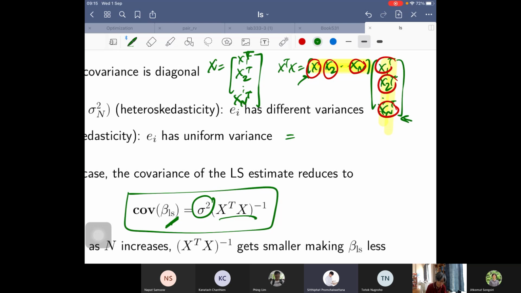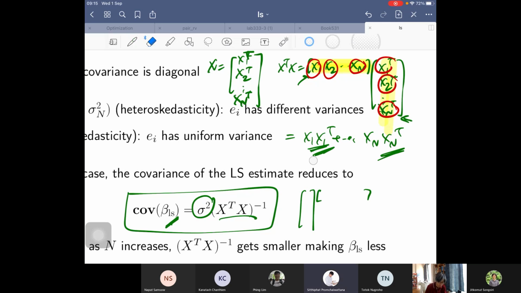It is X1 X1 transpose, plus X2 X2 transpose, and so on until Xn Xn transpose. But X1 X1 transpose is not a scalar, because X1 is a vector, right? X1 X1 transpose is this. So this is the sum of outer products. It's a matrix. Okay. All right.